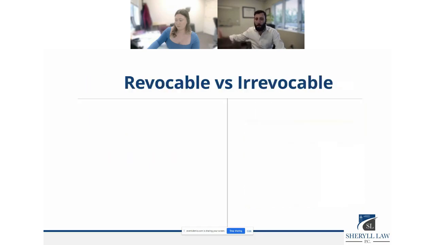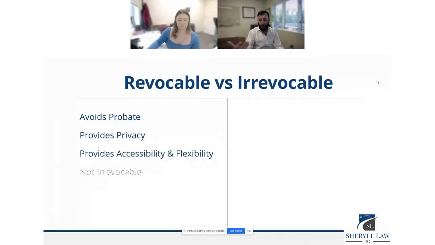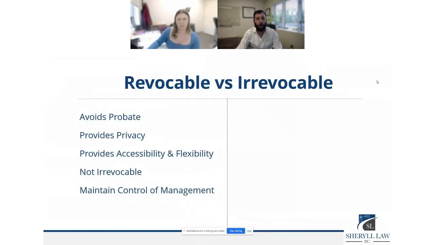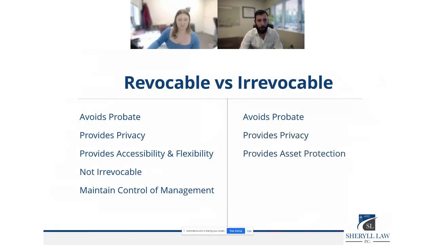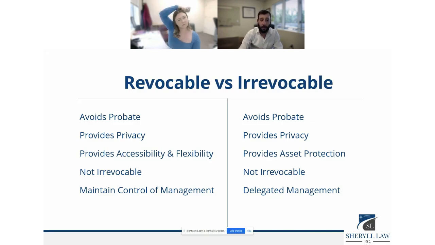And so let's just sum up what we talked about, because we talked about a lot. And then I'm going to open it up for Q&A to help with anybody's particular questions that I can help with. Let's sum up revocable versus irrevocable trusts. Now, both of them avoid probate. Okay, we're clear on that. Both provide privacy because they're both happening outside of the court. Now, on its face, the revocable trust provides accessibility and flexibility. Okay, and on its face, the irrevocable trust is providing asset protection.